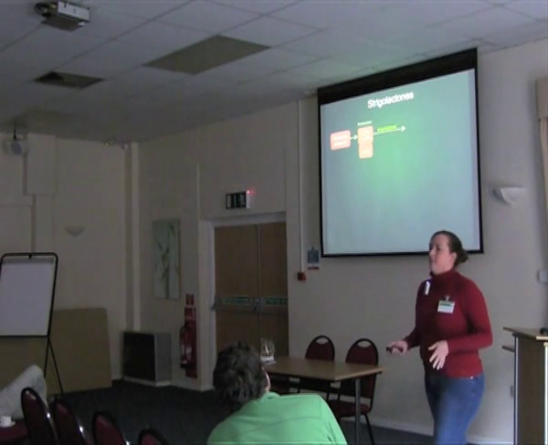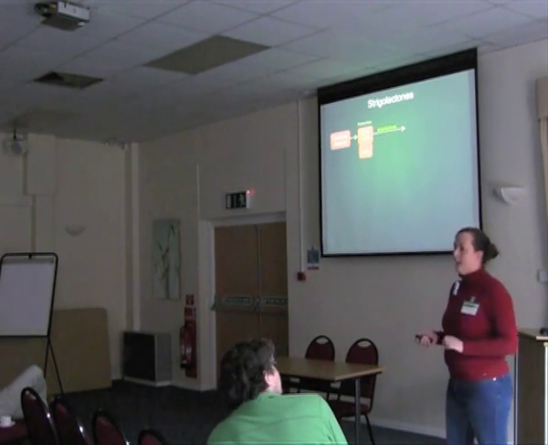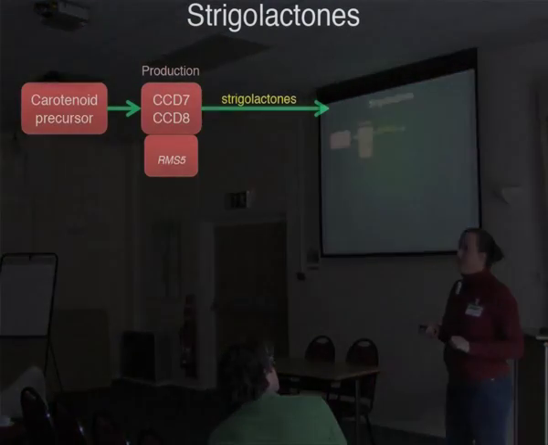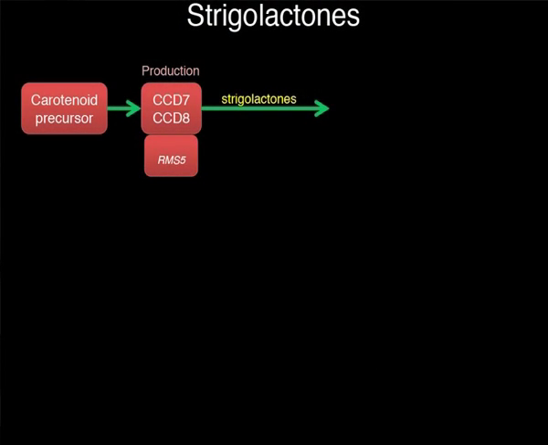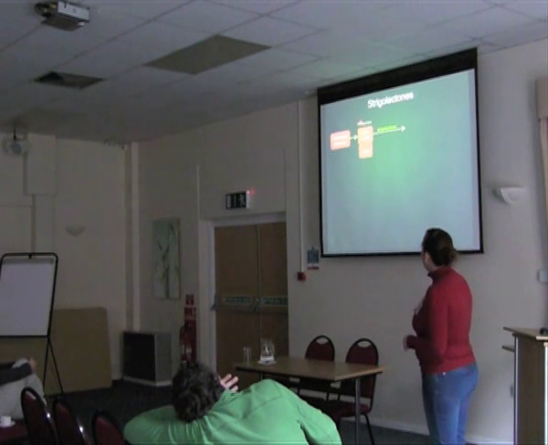So strigolactones. Some of you may be a little bit aware of strigolactones because it's been important for mycorrhizae, but I'll go over the process here anyway. So it starts from a carotenoid precursor like ABA and several other pigments. And the carotenoid cleavage dioxygenases here, these two, they cleave the carotenoid precursor, and then through several other steps, they produce strigolactones. And this is the path that separates it from the ABA path.